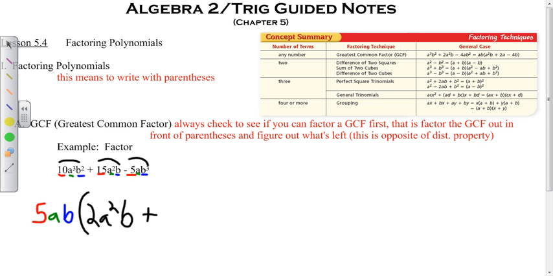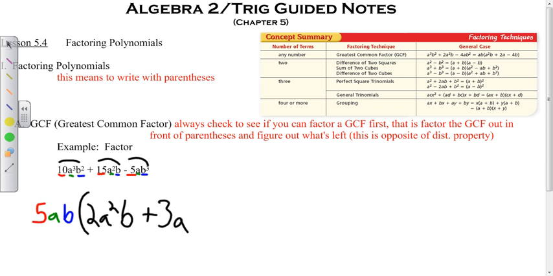Looking over at our second one, 5 out of 15 leaves 3, because 3 times 5 is 15. A out of a squared leaves an a, and b out of b just leaves 1, which we don't need to write then. We can just leave that one as is.